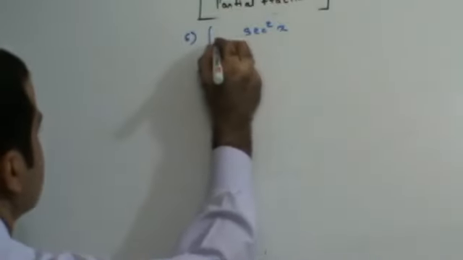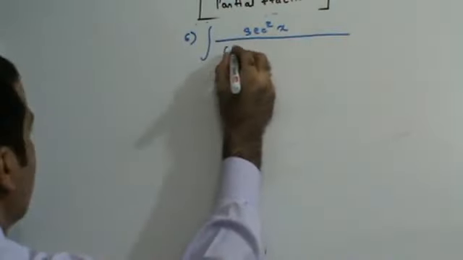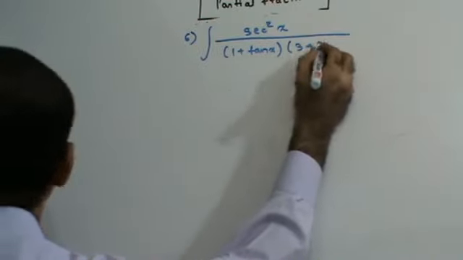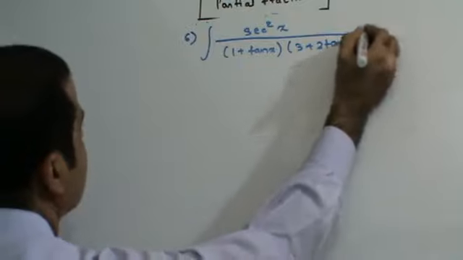Integral of sec square x upon (1 plus tan x)(3 plus 2 tan x) dx.